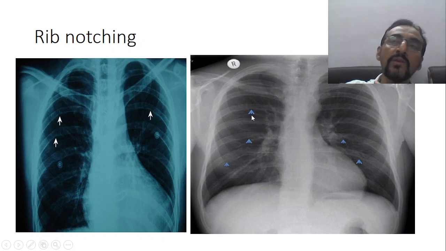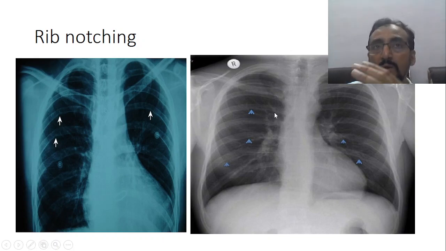Now when you are looking at the X-rays, you have to look into the ribs. In the ribs, what are the things that you have to see?